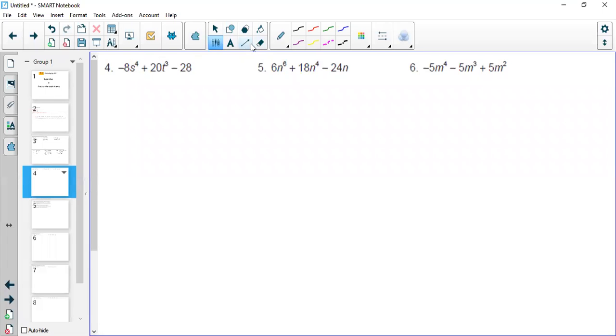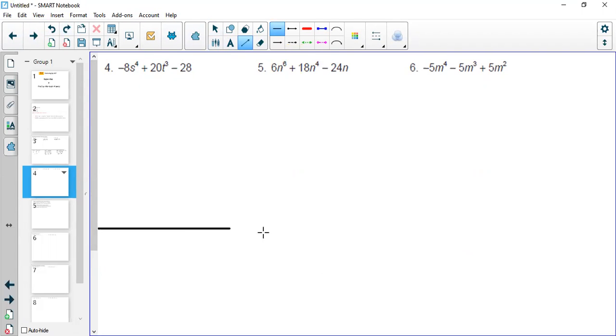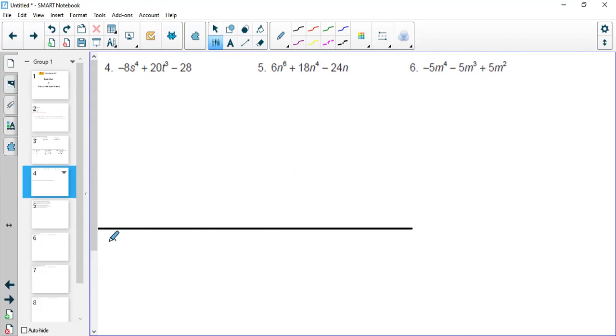So again, the GCF I will only do for one question here, because you all need to learn by now how to find the GCF mentally, right? So is that enough? Okay, let me make it a bit bigger. So let's find the GCF of 8s to the power of 4, 20t cubed, and 28.